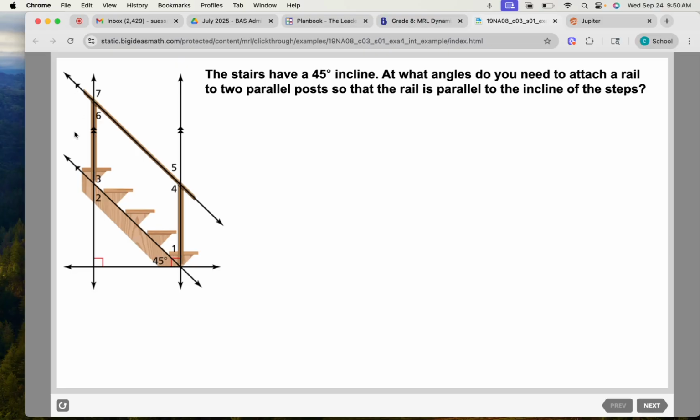You'll also see the single triangle right here. See these 2? So that means these 2 lines are parallel and the ones standing straight up are parallel. So we have 2 sets of parallel lines here, which also means we have a couple transversals. So you got to pick apart each section. But let's go through it. So it says the stairs have a 45-degree incline.